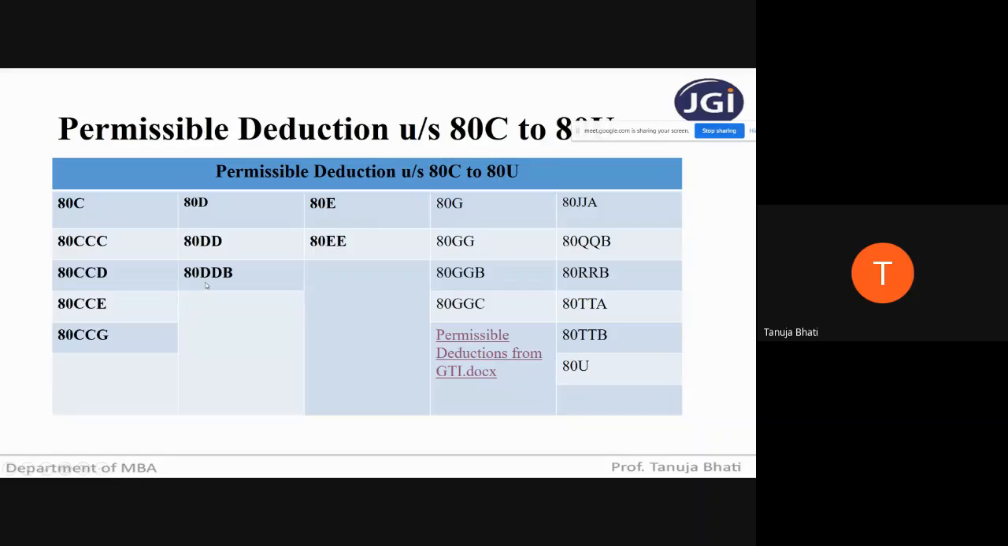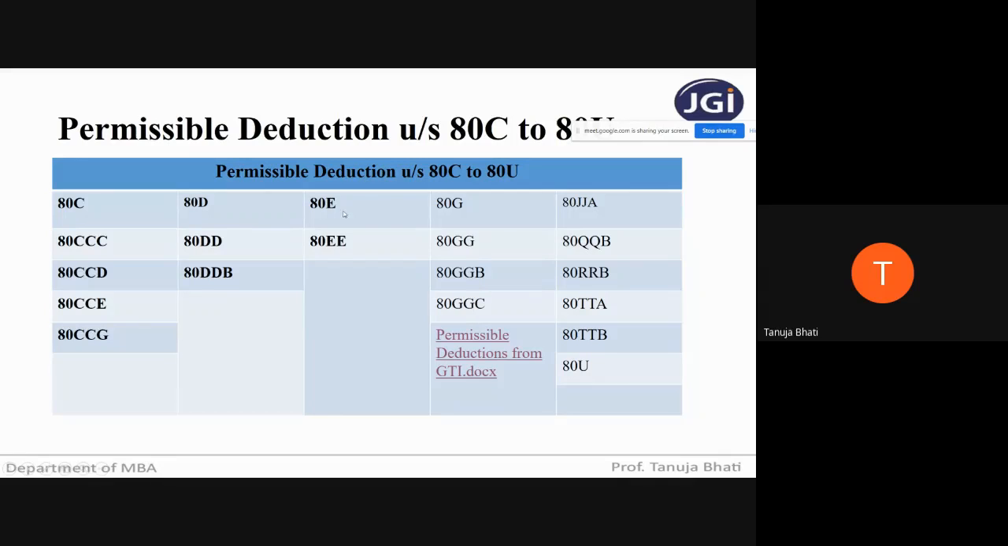80DDB, we saw that if any individual or HUF is paying an amount for medical treatment of specified diseases or ailments, then he's going to get a deduction of 40,000. And if the person for whom the payment is made is a senior citizen, then he's going to get a deduction of 1 lakh rupees.